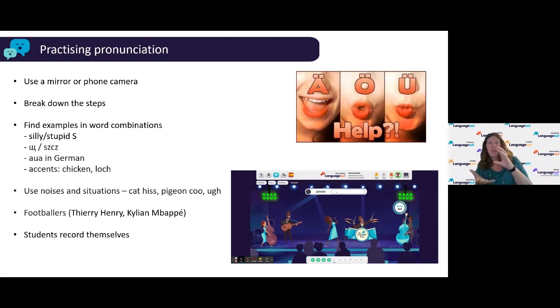So use footballers, and that's something you could also get students to think of as well. So you can ask them, can you think of an example? Here's a sound or a spelling combination. Can you think of footballers or place names or whatever that includes that?